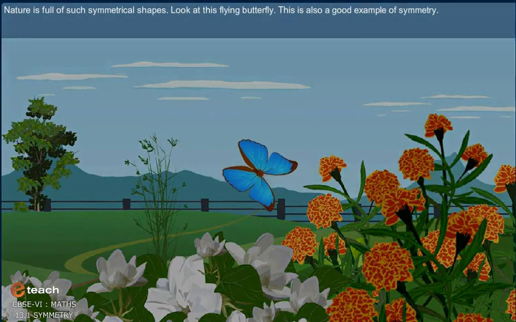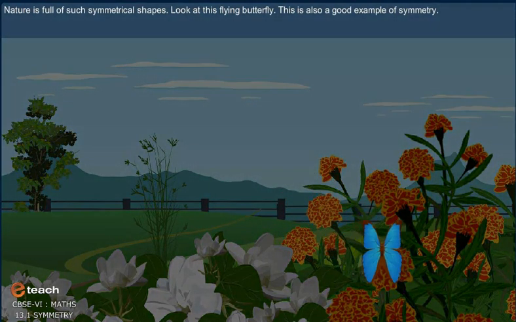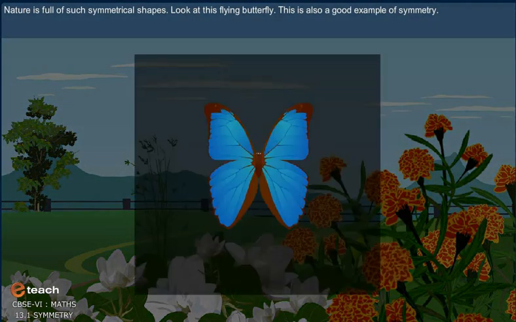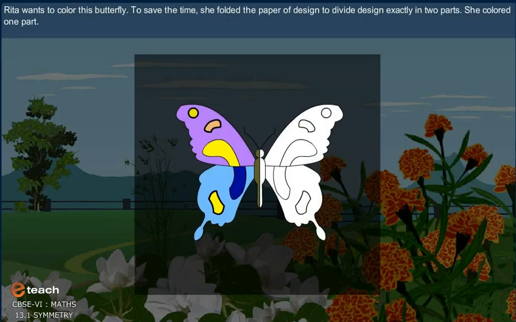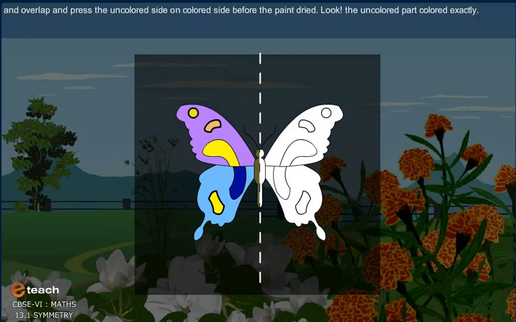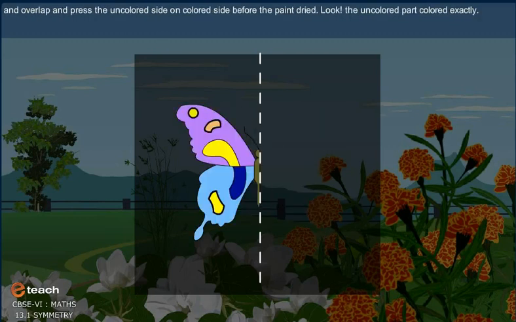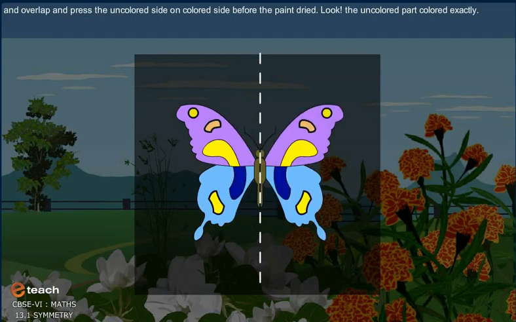Nature is full of such symmetrical shapes. Look at this flying butterfly. This is also a good example of symmetry. Rita wants to color this butterfly. To save time, she folded the paper of the design to divide it exactly into two parts. She colored one part and overlapped and pressed the uncolored side on the colored side before the paint dried. Look, the uncolored part got colored exactly.